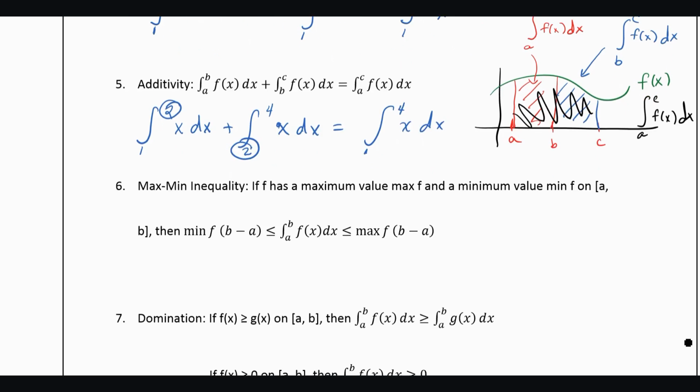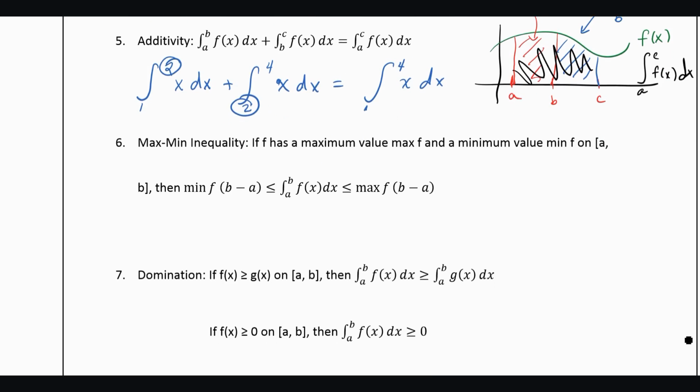Okay, so the next two are a little more confusing in words, and we honestly don't use them that much, but they give us good bounds on an integral. So we say if f of x has a maximum value, we call that max f, and a minimum value, we call it min f. Then if you take the minimum times your b minus a, that has to be smaller than or equal to your integral, and your max times b minus a has to be bigger than or equal to it.